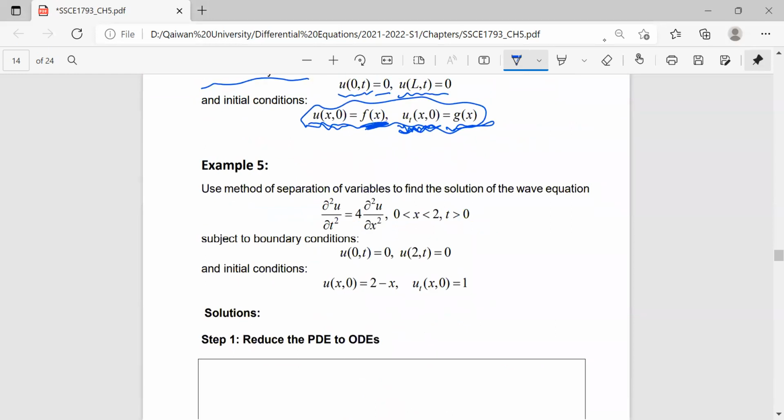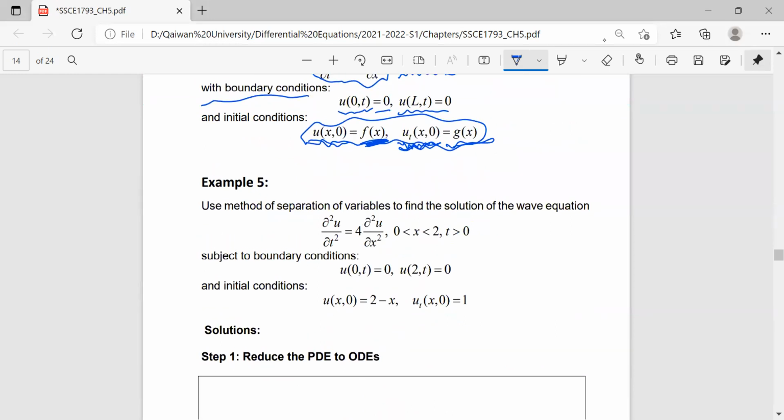Okay, here we have an example. It says use the method of separation of variables to find the solution of the wave equation. Here we have the given wave equation, which is the partial derivative of u twice with respect to t equals 4 times the partial derivative of u twice with respect to x. x is from 0 to 2 and t is greater than 0. And also you are given the boundary conditions, which are u of 0, t is 0 and u of 2, t is 0.